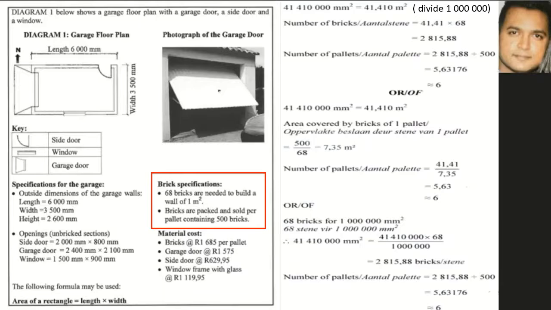Now you notice in this question we've been given 5,631 as the answer, and then we have to round this off to 6 because we can't really use half a pallet. We therefore round it up and make it 6 pallets.